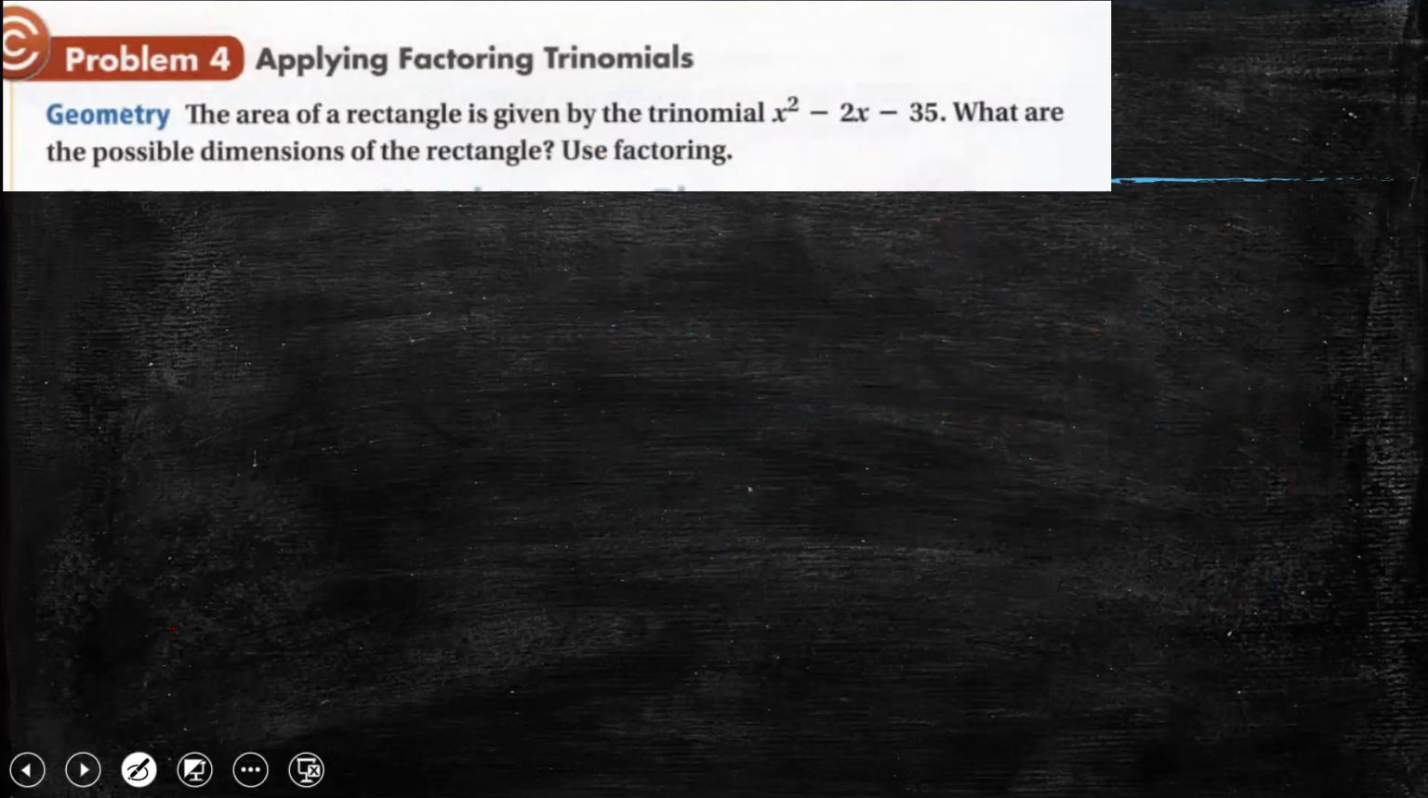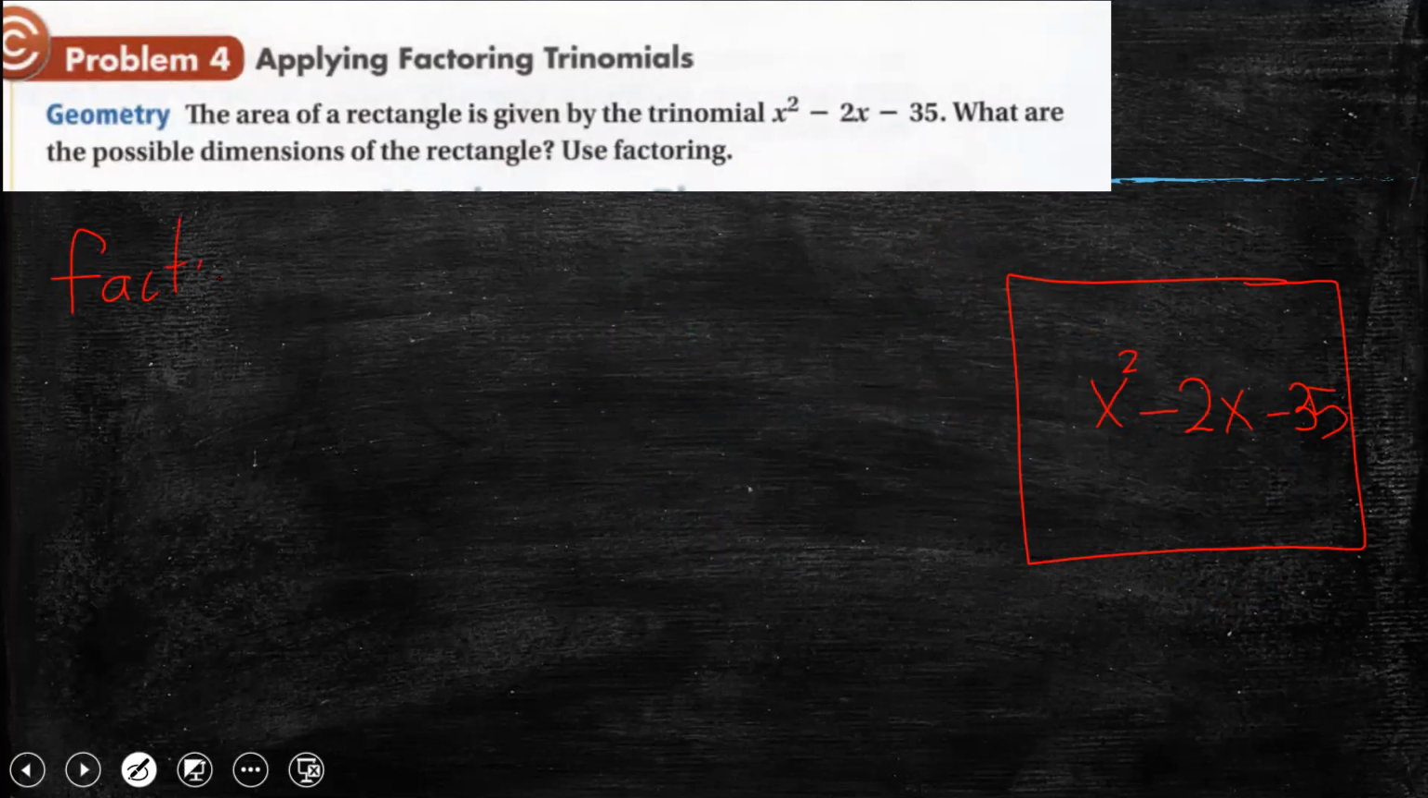So the area of the rectangle is x squared minus 2x minus 35. Let's factorize this trinomial. After you factorize, you will find the two dimensions of the rectangle. Here we have x squared minus 2x minus 35.